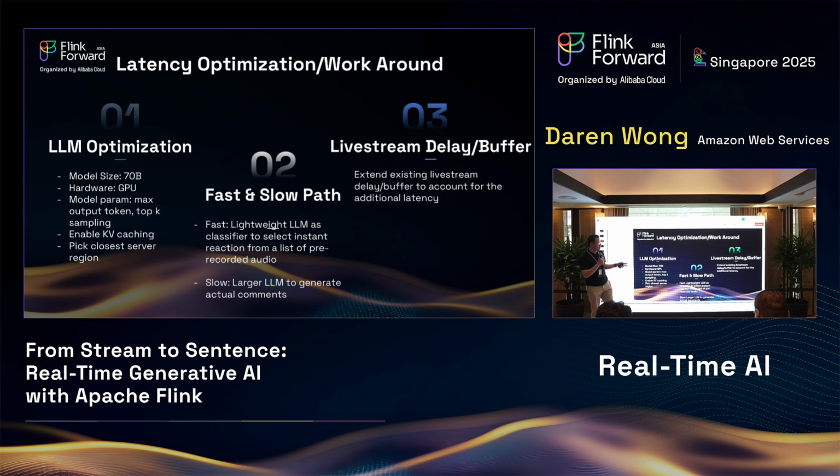The third thing that we can fine-tune is the model parameters. So we can limit the max output tokens, and we can reduce the top-k sampling as well. What this means is we limit the number of the model's choices when it's generating the next token. So when we reduce the top-k sampling, it considers fewer options when generating the next token, and that helps speed things up. We can also enable KV caching.